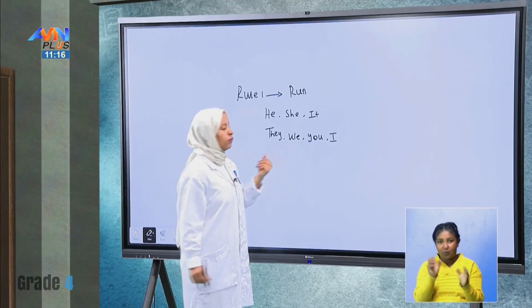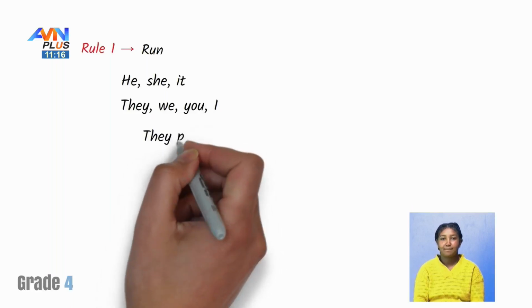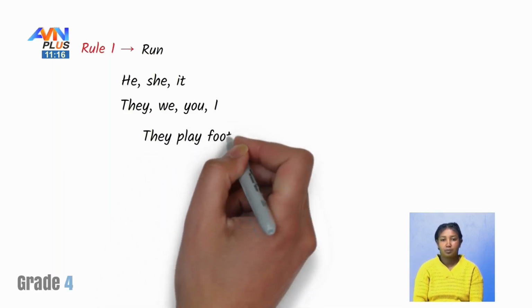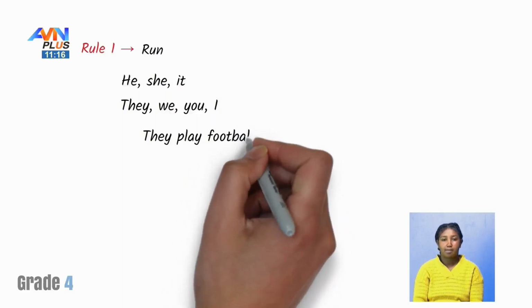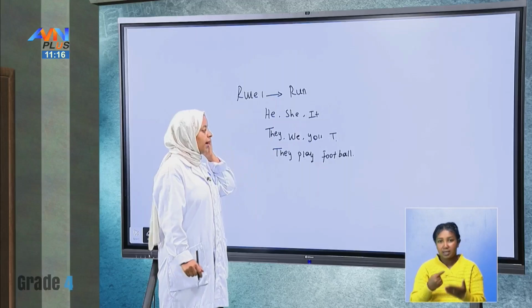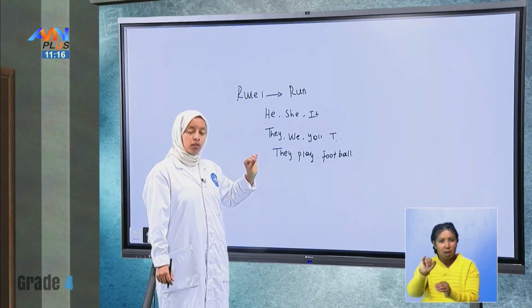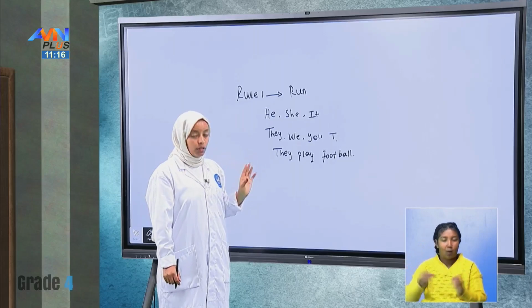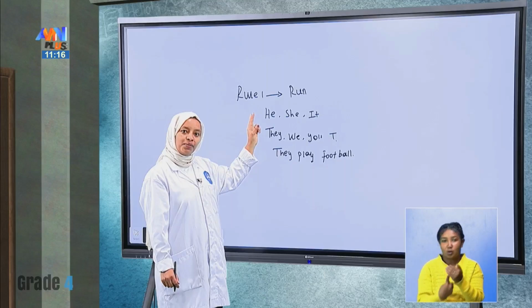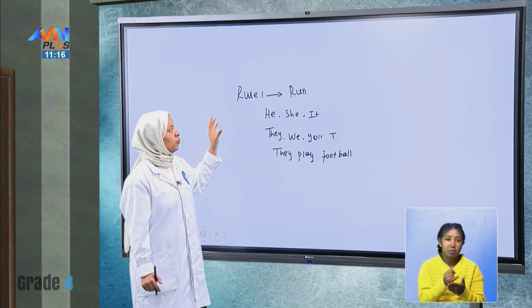For example, let me give you. They play football. This is a simple present tense sentence. Here I just use only play. I couldn't add s, ies, or es. So this rule only works for singular subject, or pronoun or noun.